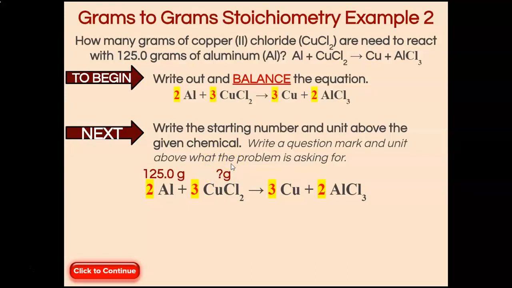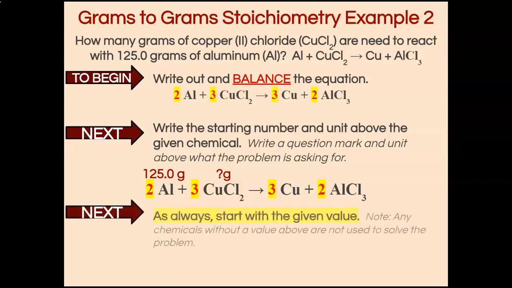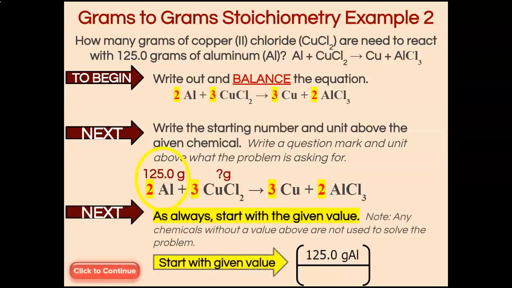in the equation. Copper, metal, and aluminum chloride are not involved in this calculation. They are not a part of this calculation at all. We're only looking at aluminum and copper 2 chloride. So, to begin, I always start with the given value. So I'm going to start with that 125 grams of aluminum to begin my calculation. It's the only piece that I was given to start with. There's really no other place that you can begin.